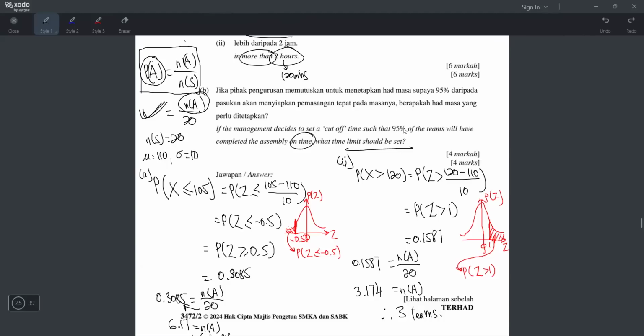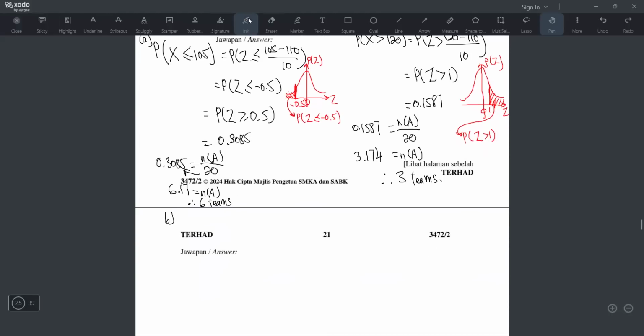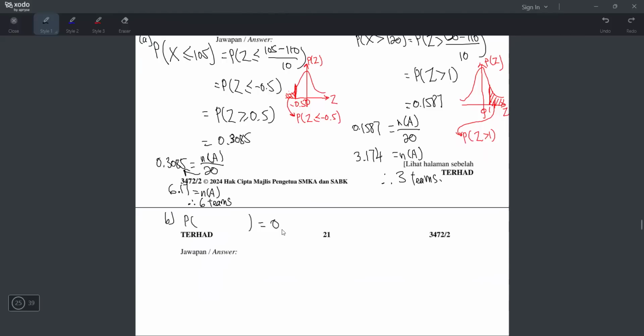Okay, when you see percentage, it can link to what? Percentage can link to probability. So if I say 95%, it means that the probability is 95 over 100, 0.95. So this 95% is the probability, the 0.95. Don't write it in a bracket, you write it outside like this. Yeah, because that's the probability answer.